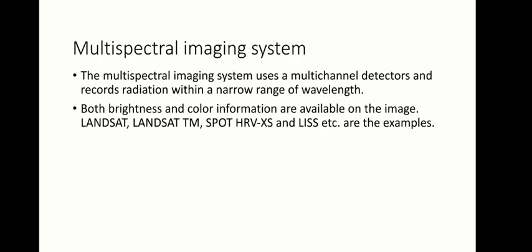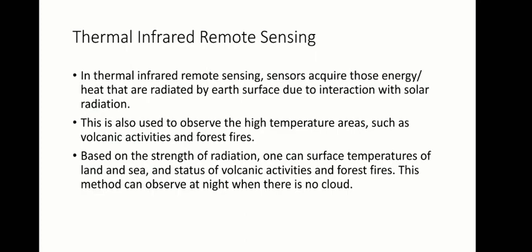Then comes the thermal imaging system, or we can say thermal infrared remote sensing. In thermal infrared remote sensing, sensors acquire the energy or heat that is radiated by the Earth's surface due to interaction with solar radiation. This is also used to observe high temperature areas such as volcanic activities and forest fires. Based on the strength of radiation, one can measure surface temperatures of land and sea and the status of volcanic activities and forest fires. This method can observe at night when there is no cloud.